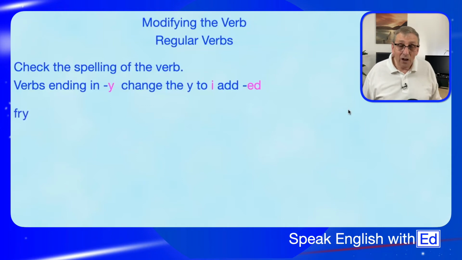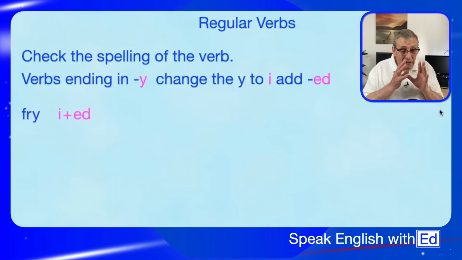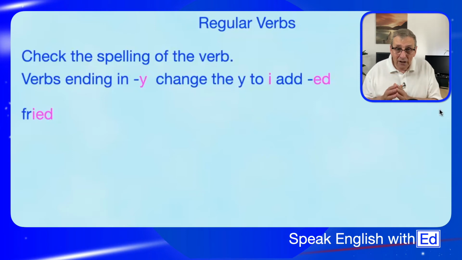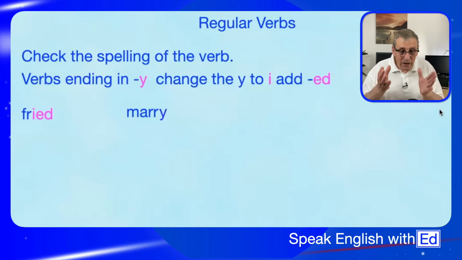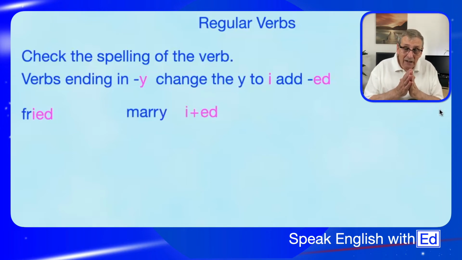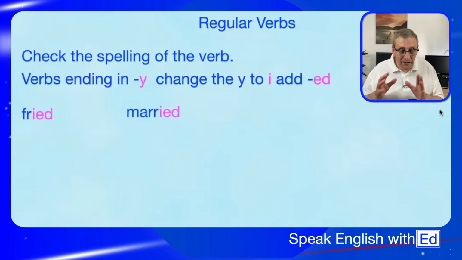Now give me an example. Fry. So it's got a Y. What we do is we need to change that Y into an I. So we change the Y into an I and then add ed, so it becomes fried. Fry becomes fried. Okay. Marry. Marry, again, it ends in a Y. Last letter Y. What do I do? I change the Y into an I, and I add ed. So marry and then add ed.